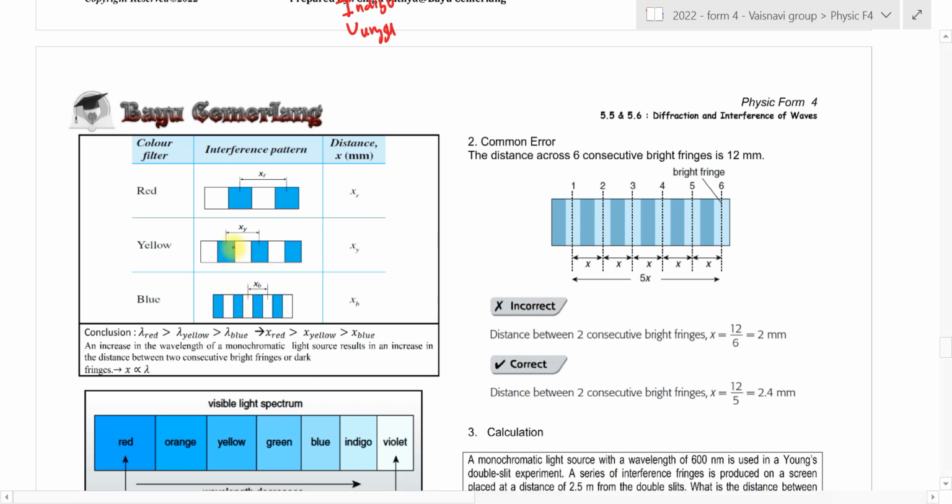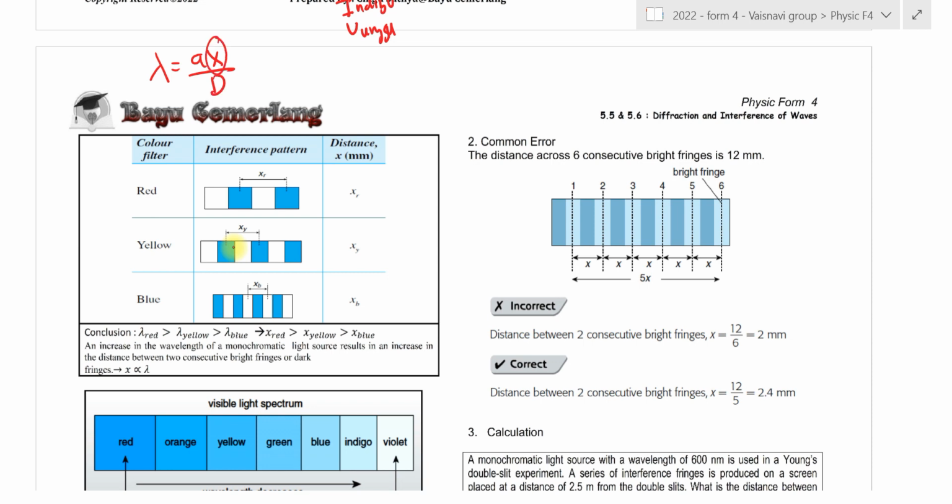Red wavelength dia panjang. Jadi X dia pun panjang. Yellow is moderate. Jadi X dia pun moderate. Blue wavelength dia pendek, maka dia punya X pun pendek. So we know, right, lambda is equal to AX over D.